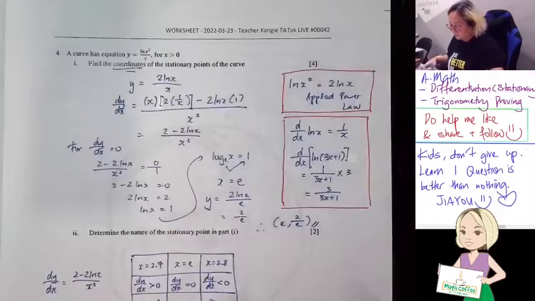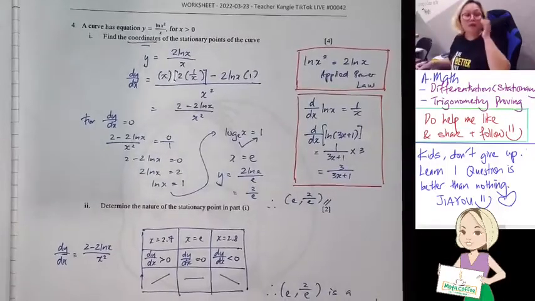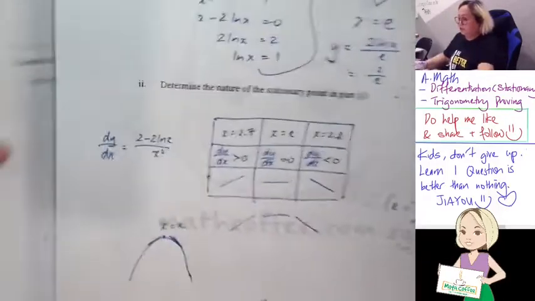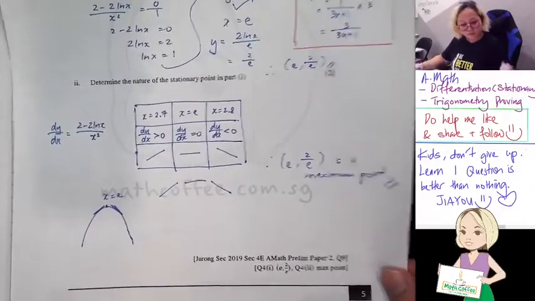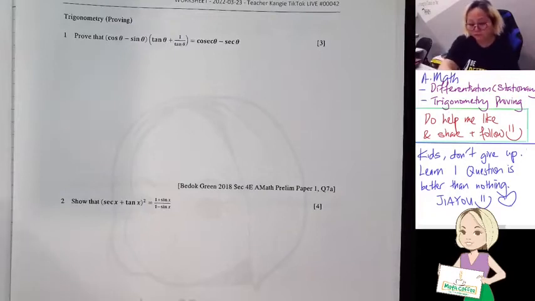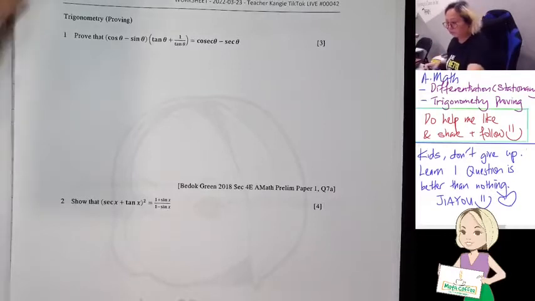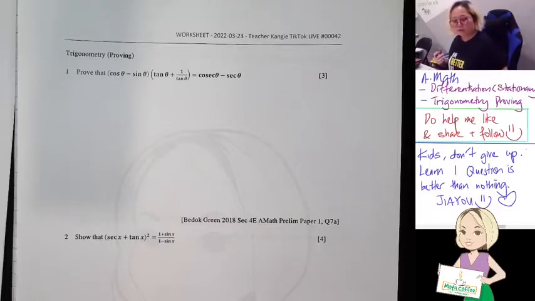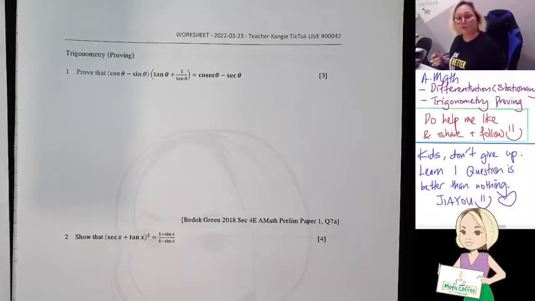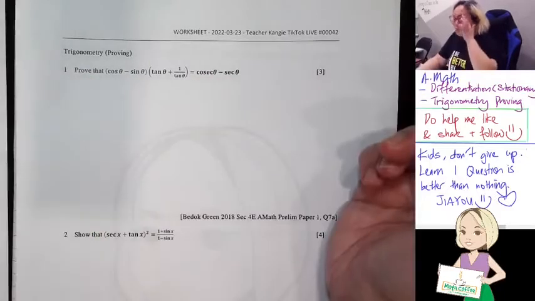Okay, now let's move on. I think we are done with differentiation. Yes. So we are done with differentiation. I'm going to do trigo proving. I mix double angle, I mix addition formula, I also mix identity. So let's do it. So this one, first question.